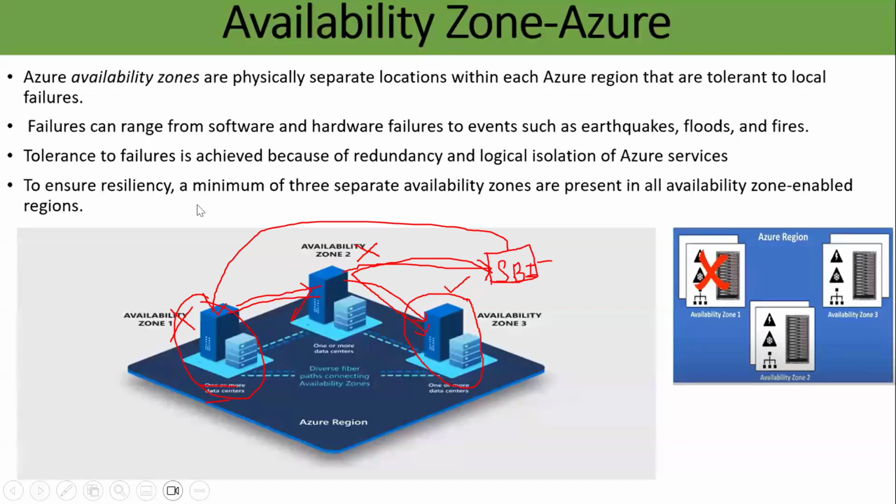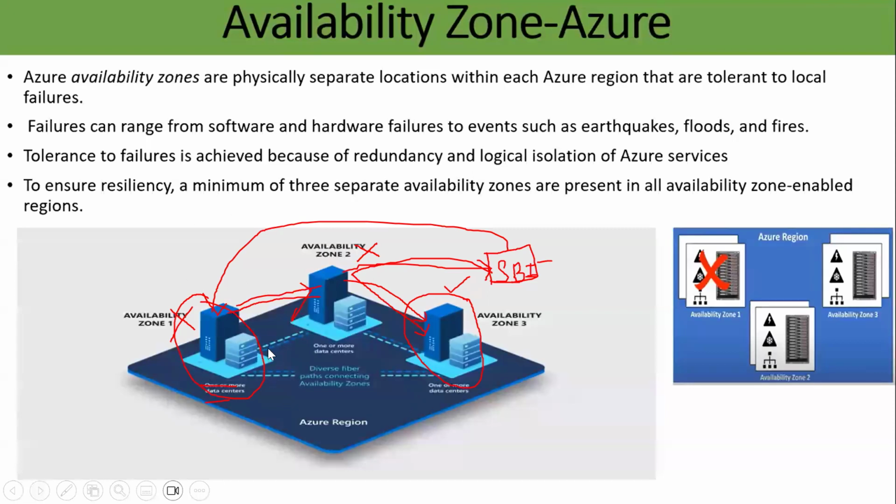See, the failure ranges can be a software failure, maybe any software issue where the software got corrupted, or any hardware failure, in the sense any servers got damaged or are not working properly, or any other natural calamities like earthquakes, floods, and fires. So the tolerance to failures is achieved by redundancy and logical isolation. The redundancy is nothing but the replicating. Means these are logically isolated in different areas.